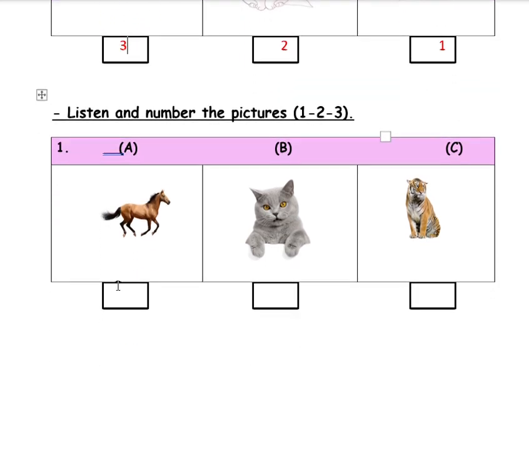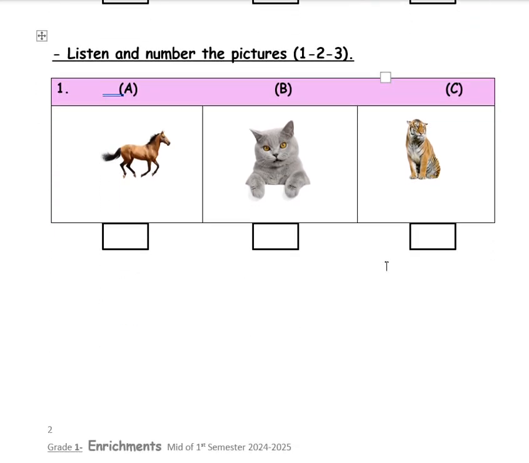All right. The second activity is the same. Look at the pictures. 1. Tiger. 2. It is a cat. 3. This is a horse. So this is 1, 2, 3.